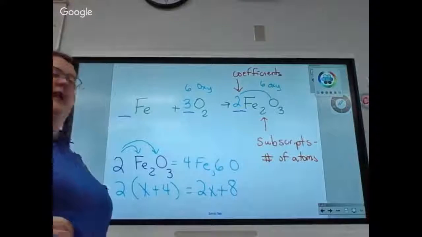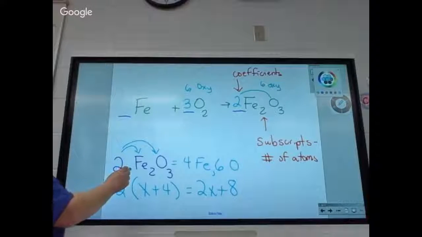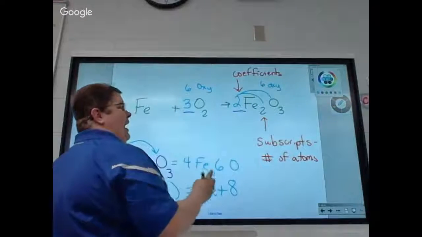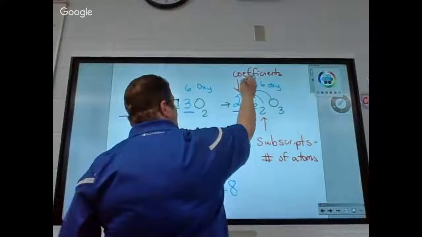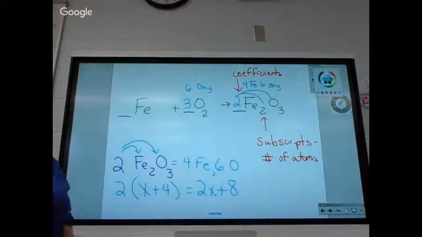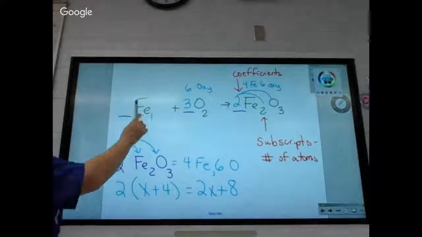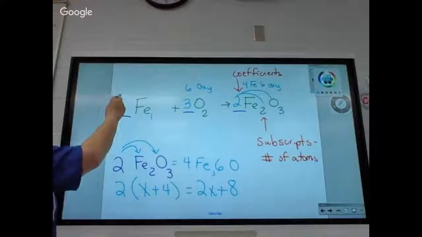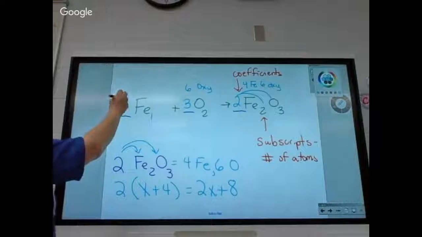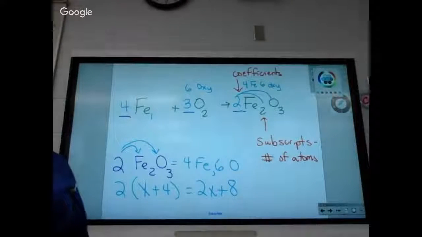Now, because I put that 2 there, what did I just say happened when I put that 2 there? It distributes. So that 2 also goes here. So I made how many irons? I made 4 irons. Now, these numbers multiply and distribute. I have how many Fe's right here? 1. These numbers multiply. What times 1 will give me 4? So I have to put a 4 there. 4 times 1 will give me 4, and my equation is balanced.